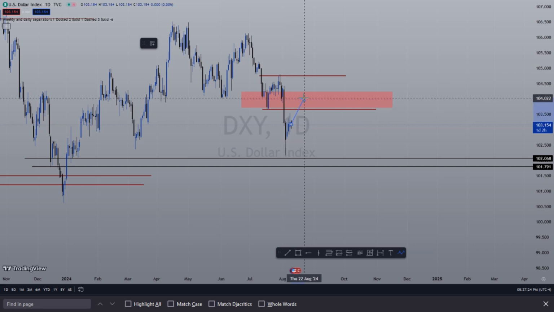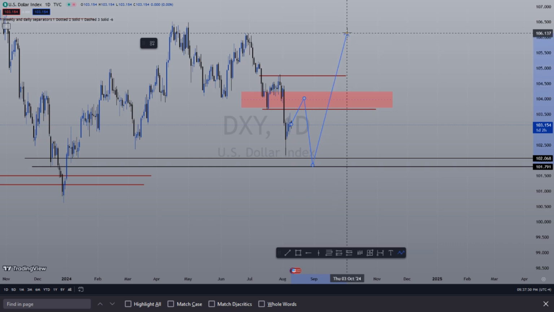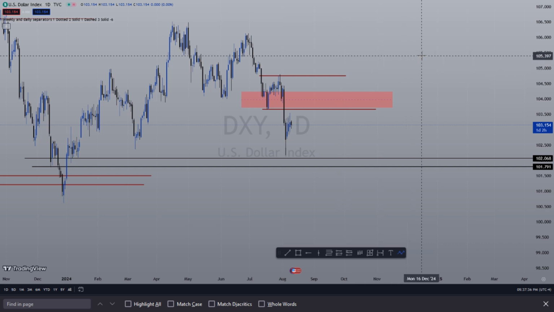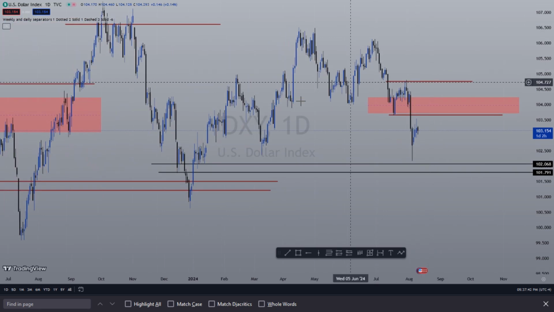Holding the price here and then taking us probably down to the fair value gap, and then we now push up like that. Okay, that is one of the scenarios that is likely going to play out. That is one of them.